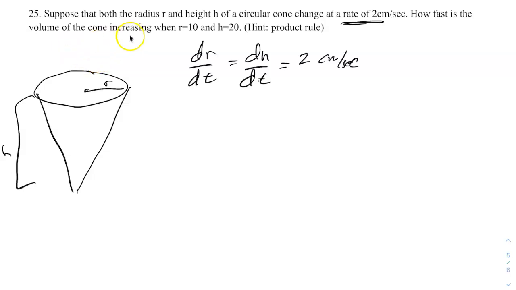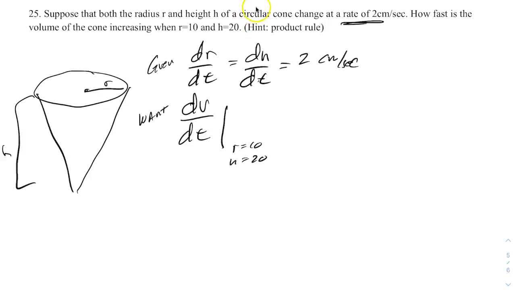How fast is the volume of the cone increasing when r is 10 and h is 20? So they want us to know, what is dV/dt when r is 10 and h is 20? So this is our given. This is our want. Like always, do we have an equation that connects all these? We do. It's volume equals 1/3 pi r squared times h.